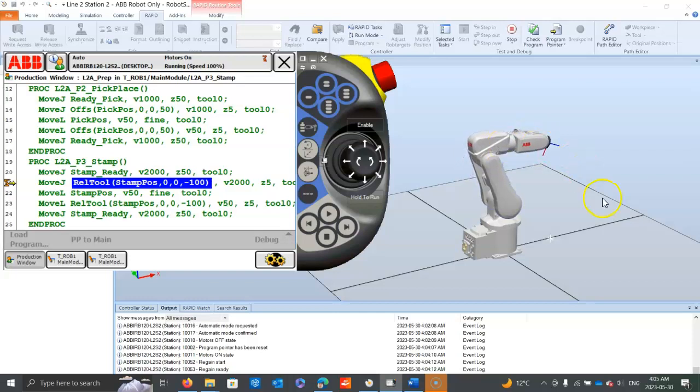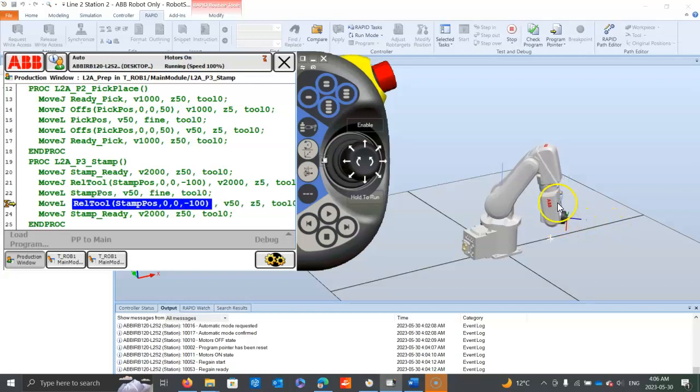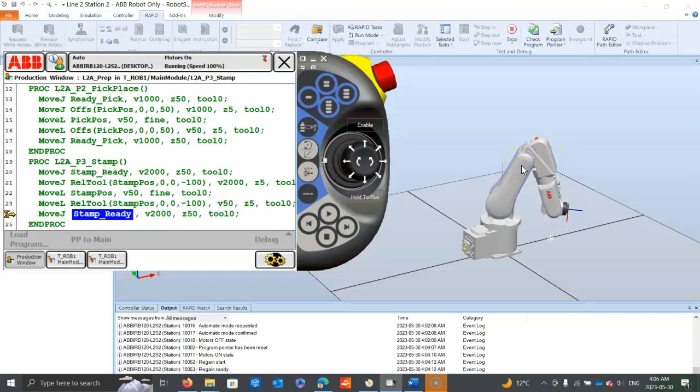Now, assuming that the stamping process has been completed, the robot is moving back to pick up the part from the stamping station. Joint move up to the approach, and linear motion to the actual station. Linear motion back from the station, and now joint move to the ready position. And now it will take the part to the original position of the pick place from where the part was picked up.